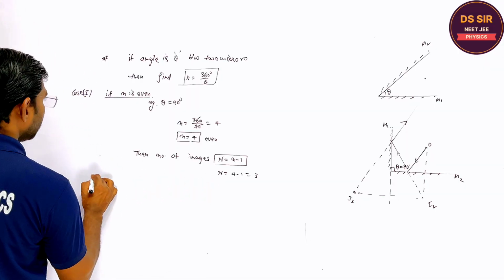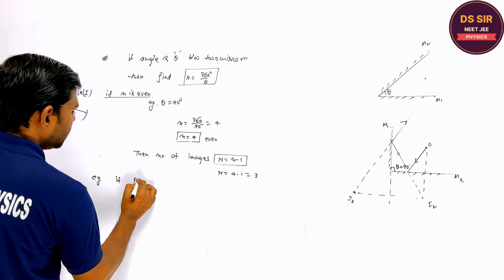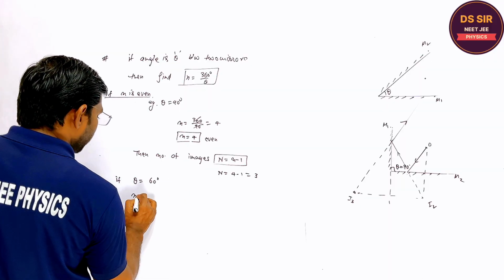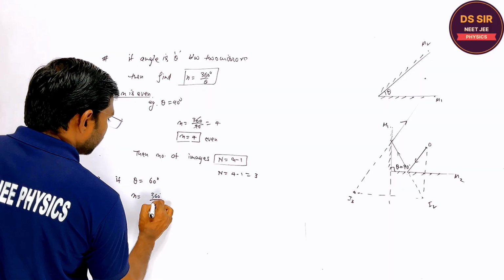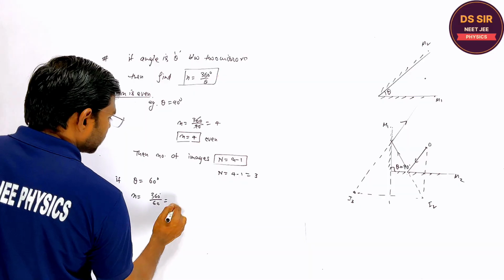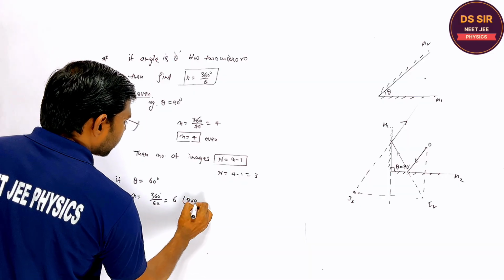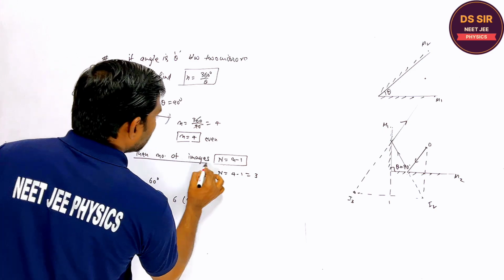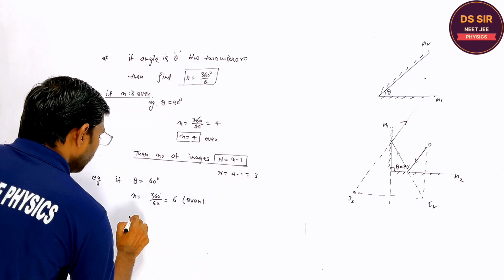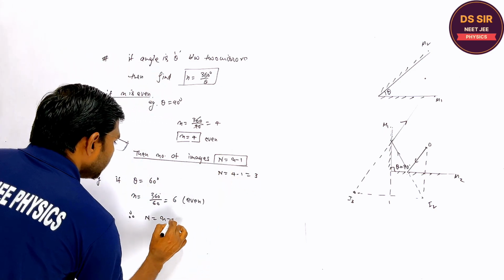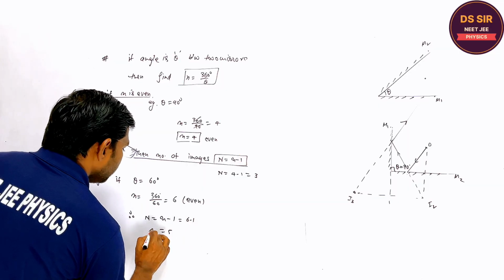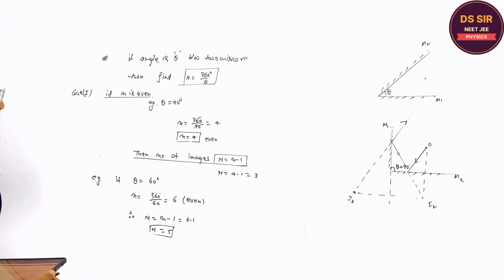For example, if theta is equal to 60 degree, first calculate 360 upon 60. So how much is it? 6. Is it even? If it is even, then the number of images is n minus 1, equal to 6 minus 1, equal to 5. Is it clear or not, you tell?